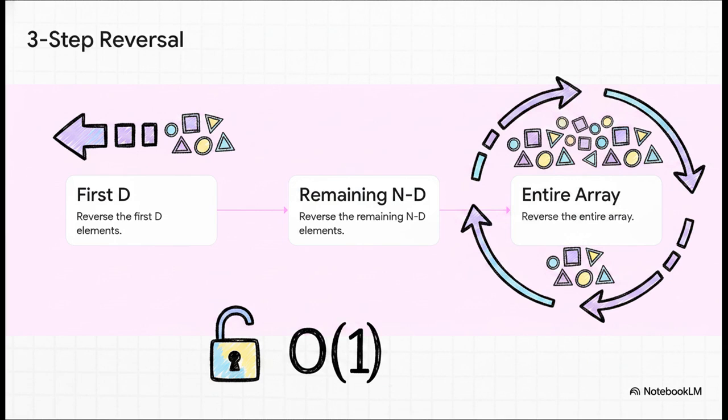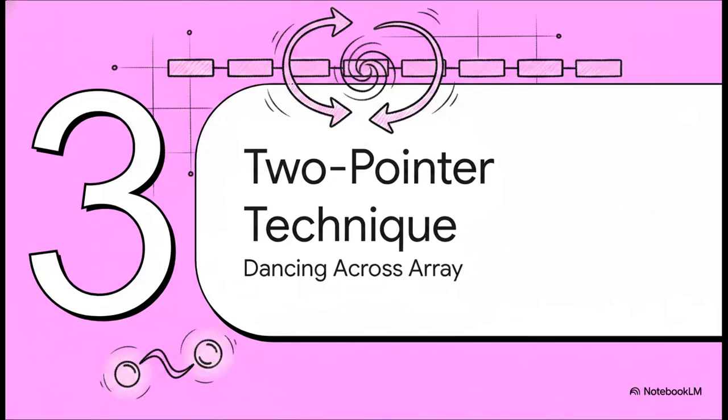But how do we physically do this in code without creating a whole new copy of the array and just wasting memory? Well, here's the brilliant 3-step reversal trick. Step 1. Just reverse the order of the first d elements. Step 2. Reverse the order of the remaining elements. And finally, Step 3. Reverse the entire array. Bam! Like magic, the exact rotation is complete. You don't need any temporary arrays, which means our extra space complexity drops all the way down to big O of 1. All right, Section 3, the two-pointer technique, or as I like to call it, dancing across the array.